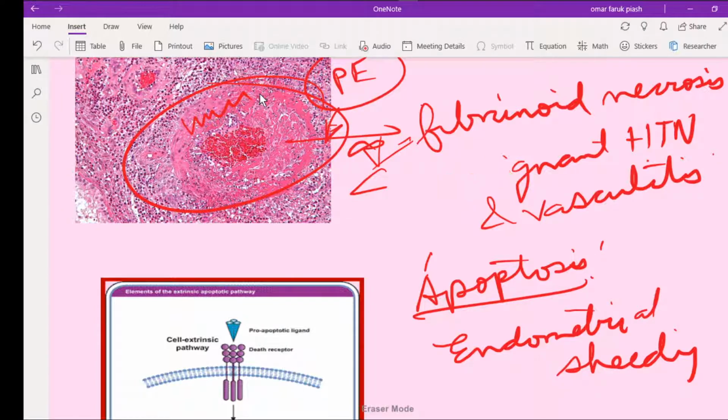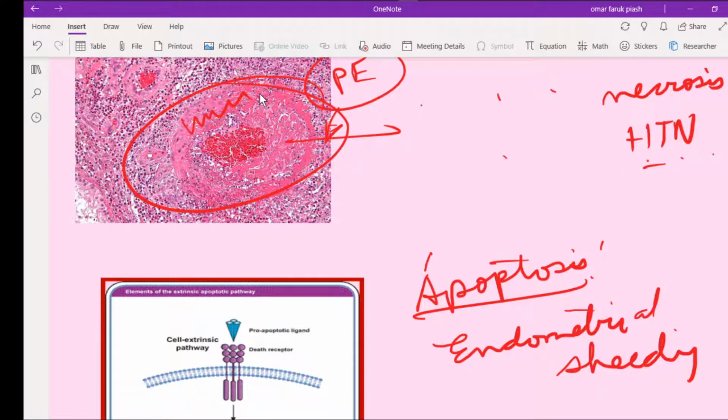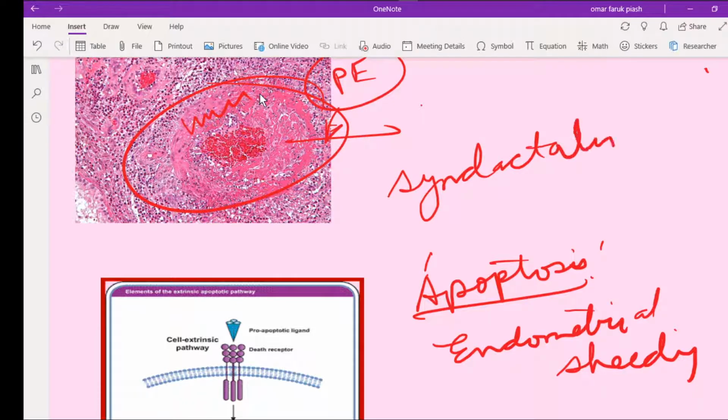Physiological apoptosis is also seen in removal of cells during embryogenesis, like syndactyly. And the third one is CD8 T cell mediated killing of a virally infected cell. These are the 3 processes where there is physiological apoptosis. And the morphology is again pycnosis, karyorrhexis, karyolysis.